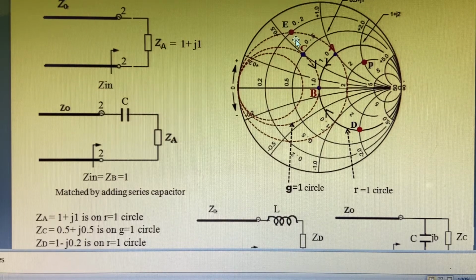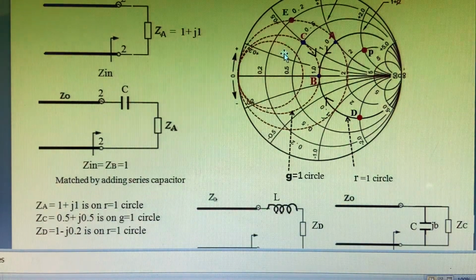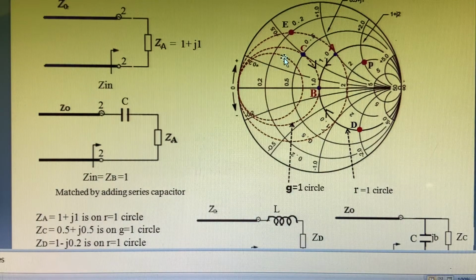Okay, in such cases, we have to go for two element matching. That will be discussed in the next topic.